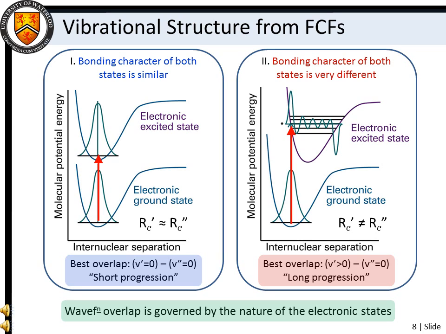This results in a so-called short progression, since as v' progresses to higher values, transition intensity decreases rapidly. The second scenario results in optimal overlap with a wave function where v' does not equal 0, and significant wave function overlap occurs across a range of v' values that are similar to the optimal value. In this case, a long progression is observed for a series of transitions between the v'' equals 0 and the excited state v' levels.